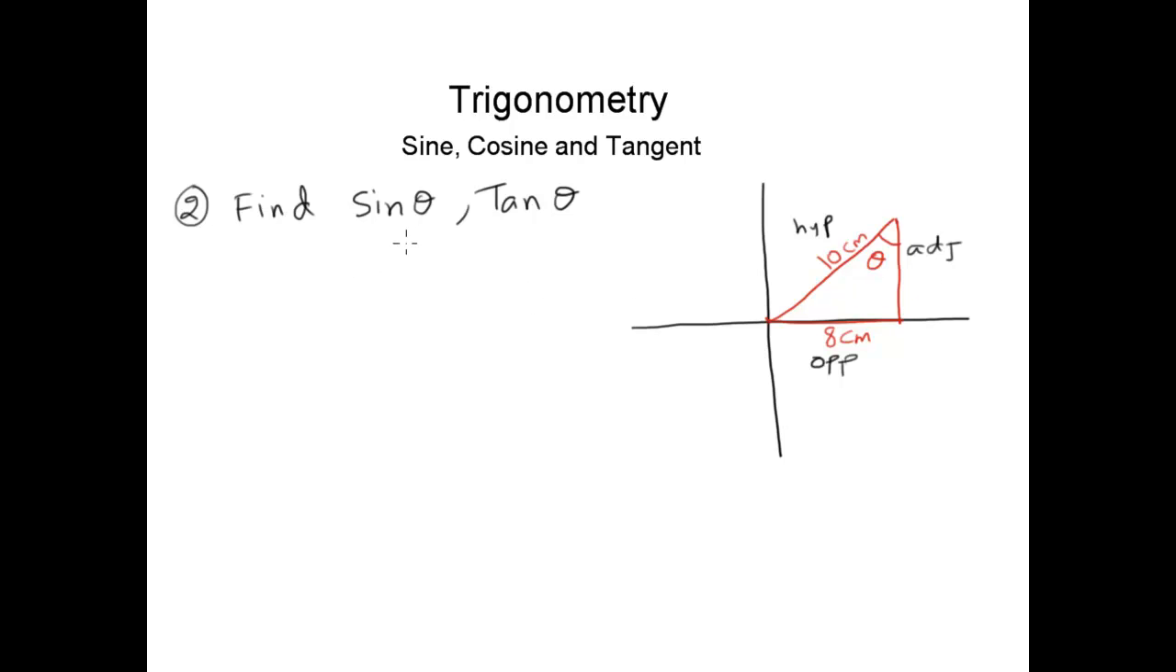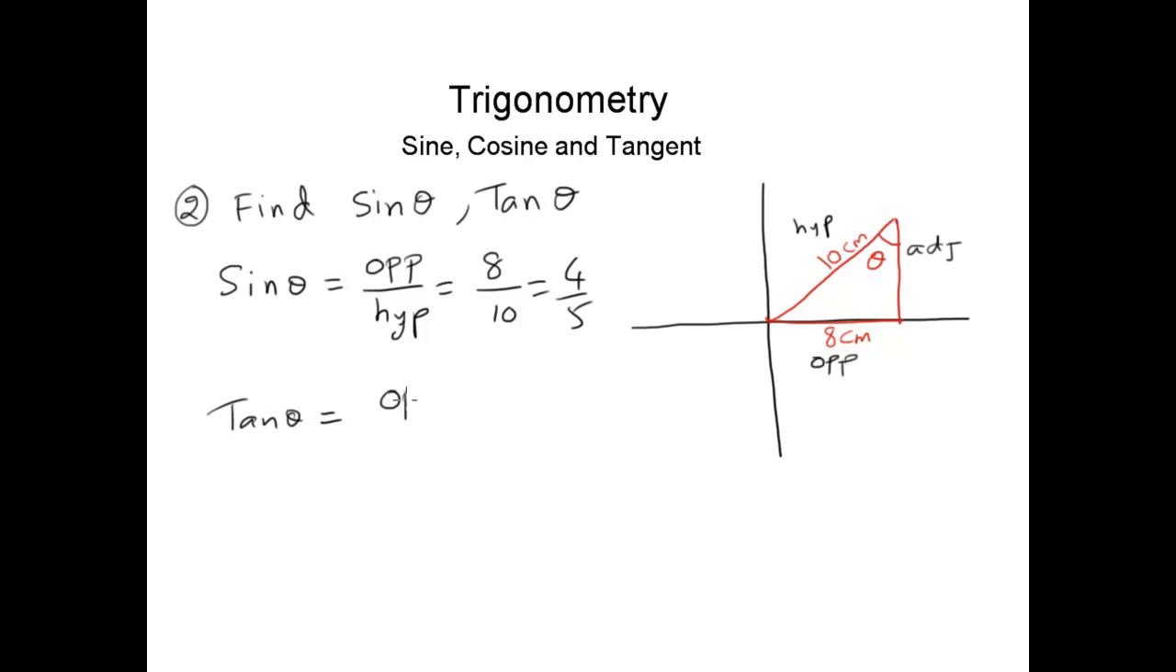Now to find sine theta, you need to write down the formula, right? Sine theta is opposite over hypotenuse. What is opposite? It's 8 centimeters. What is hypotenuse? It's 10. 8 over 10, or you can write it as 4 over 5, right? Now tan theta, how do you define tan theta? Opposite over adjacent. You know what is opposite, right? Opposite 8. How about the adjacent?